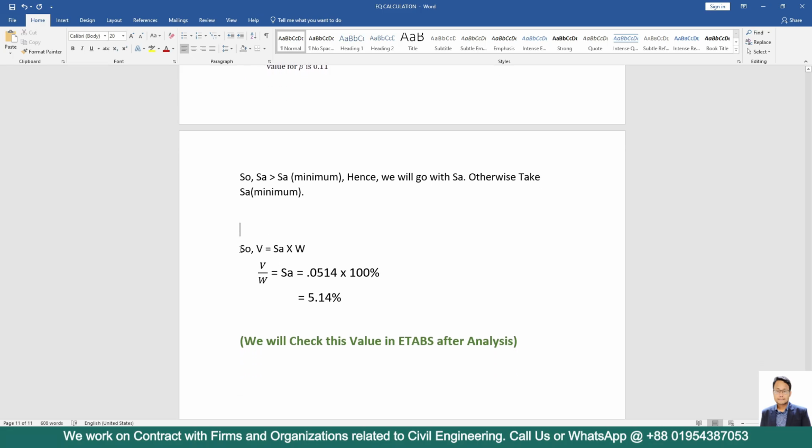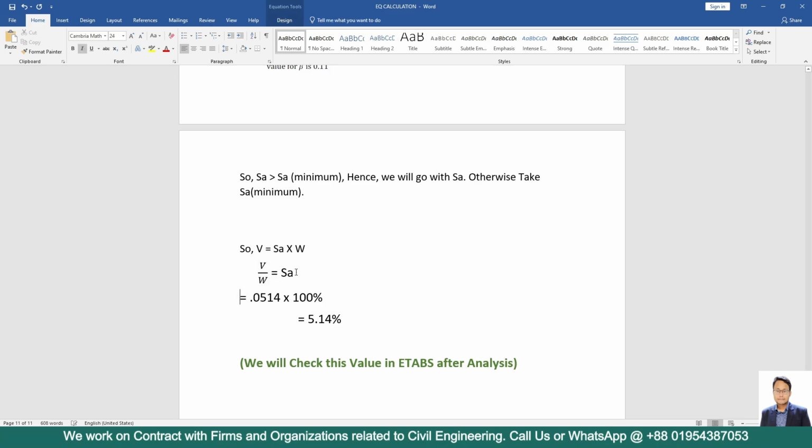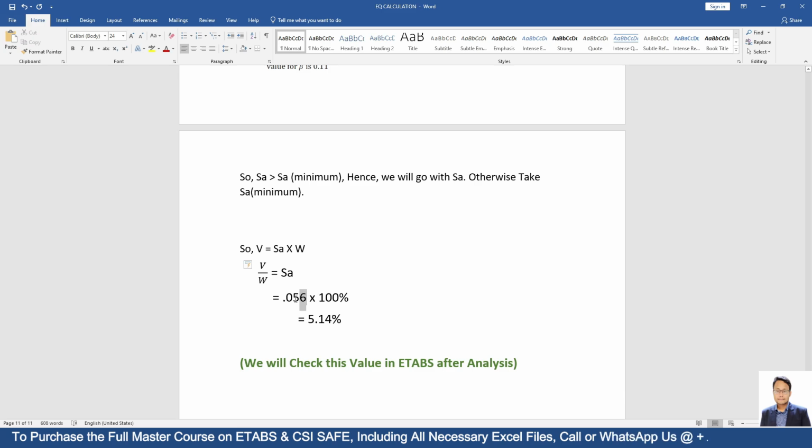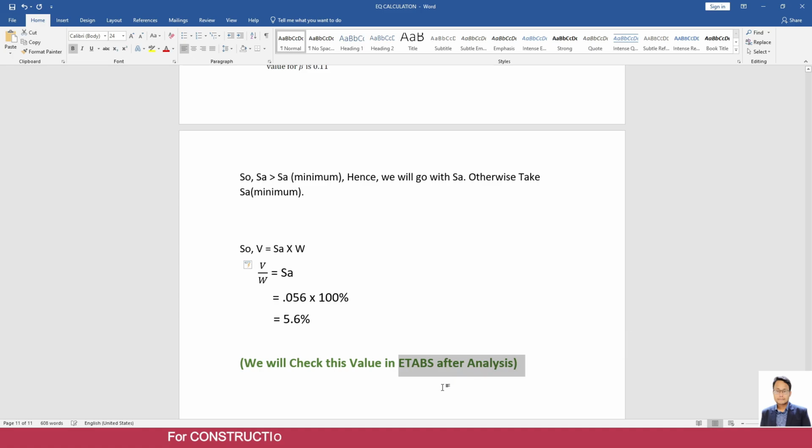So here we will calculate V equals SA into W. That means V divided by W equals SA. That means here we can write SA value equals 0.056. Now we will multiply this 0.056 with 100% and we will get 5.6%. That means the base shear ratio will be 5.6%, which we will check in ETABS after analysis.